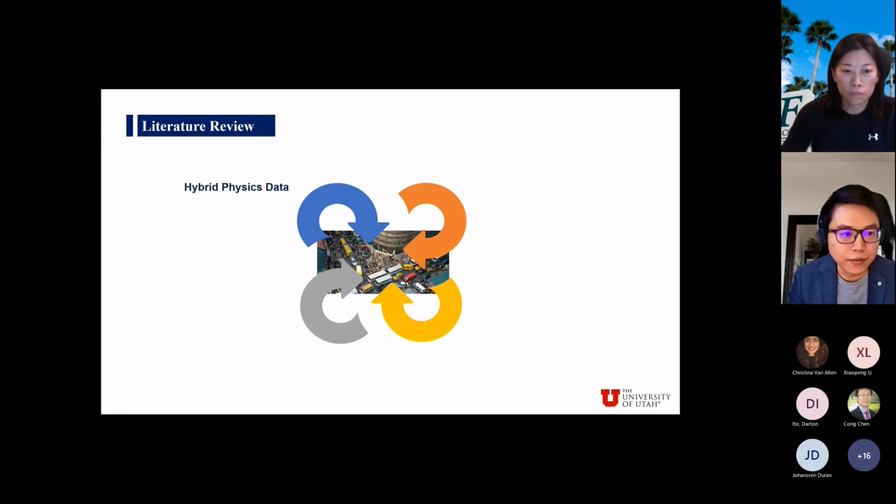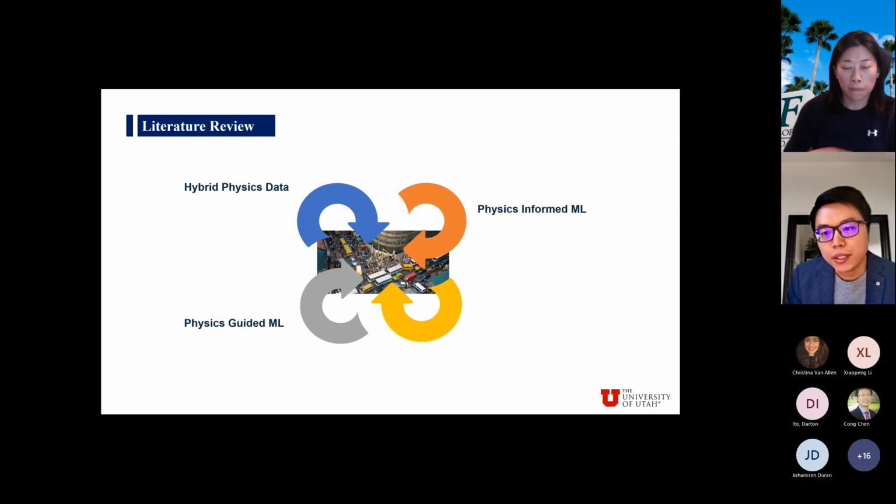So this is the first type of hybrid physics data model. The second category is the physics informed machine learning or physics guided machine learning that aims to integrate the traffic flow models or physics models into the machine learning process. And so far for the physics informed machine learning and physics guided machine learning, the majority of them are based on the neural network models.